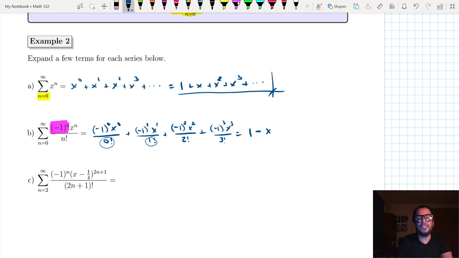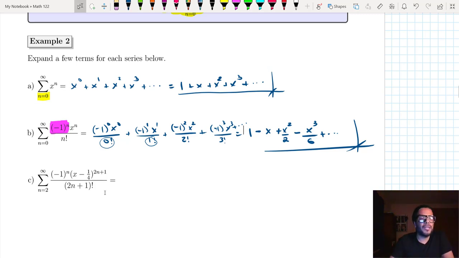The third term of this series will be negative 1 to the second power, which is plus 1, x squared divided by 2 factorial, which is 2. And the next term will be negative because we have a negative raised to an odd power. That's a minus x cubed divided by 3 factorial, which is 6, plus dot dot dot. And that's the final answer. I forgot the plus dot dot dot here.